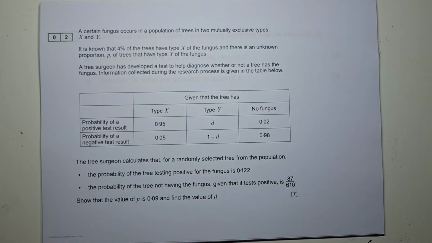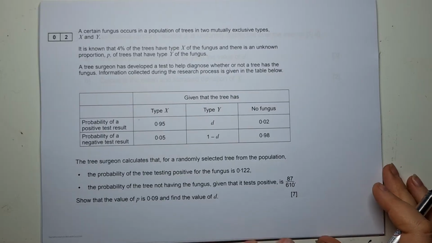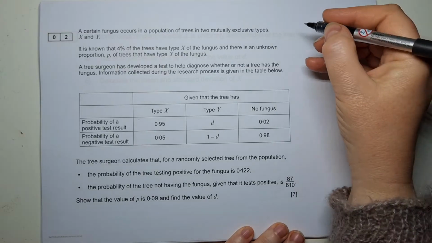Okay, so we've got a test to see what type of fungus a tree has, or if it hasn't got fungus, you know, is it going to come back positive or negative? And then we've got these 2 bullet points at the bottom which tell us 2 pieces of information: the probability of the tree testing positive for the fungus, and the probability of the tree not having the fungus given it's testing positive. Okay, so let's start by drawing and labelling a tree diagram as best we can.